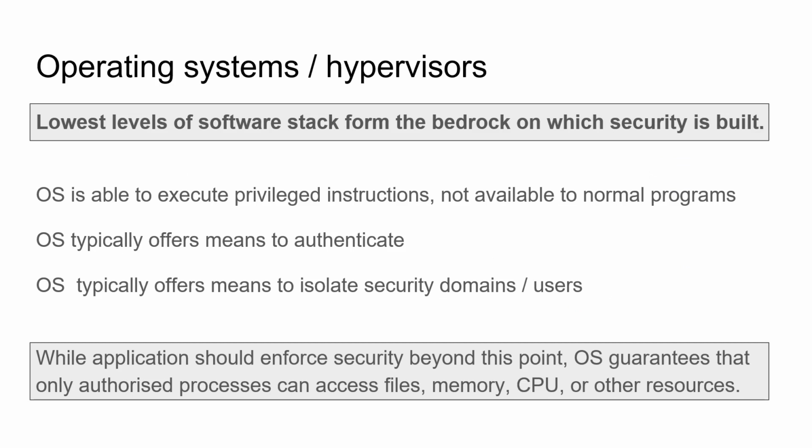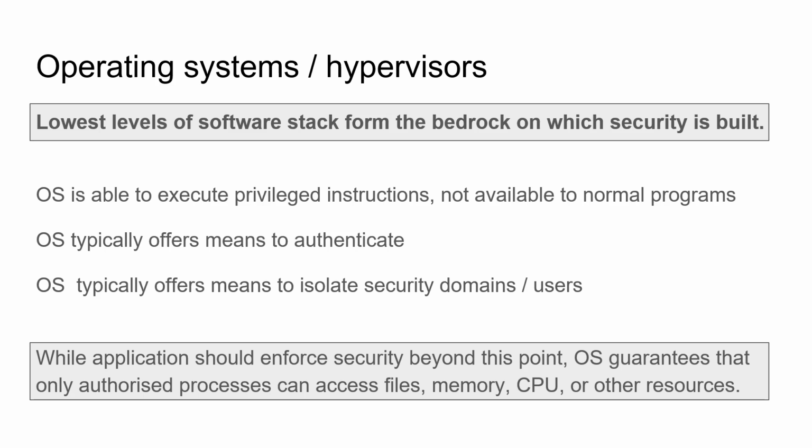Like I said, operating systems and hypervisors form the lowest level of the software stack, and they form the bedrock on which all other security solutions are built. The lowest level of the software stack is different from the other levels, and we'll see that this is something that evolved in the early days of the dawn of operating systems. But nowadays, the operating system is able to execute instructions that cannot be executed by normal user programs. Okay, so privileged instructions.